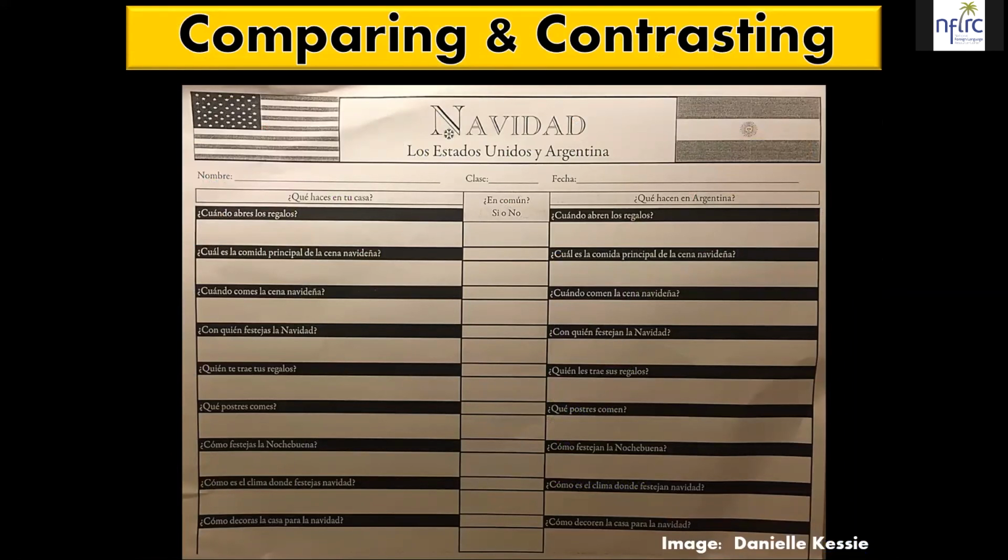For comparing and contrasting, I need to think about what students are going to need to be able to do. So, for example, asking them to compare the United States and Argentina and what Christmas might be like in those two countries for some sort of project that we're doing. On the left-hand side, I have question prompts that they're going to respond to about their own traditions. On the right-hand side, I have question prompts for them to interview a native speaker from Argentina. And then in the middle, they're deciding whether the tradition is in common or not. So again, using the structure of the worksheet to scaffold the production.